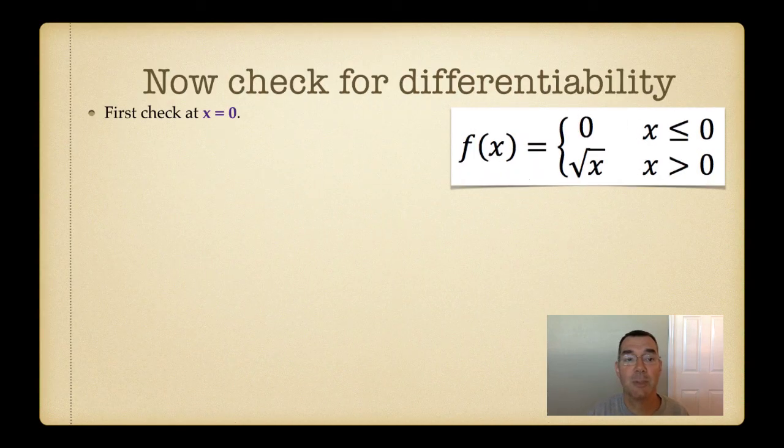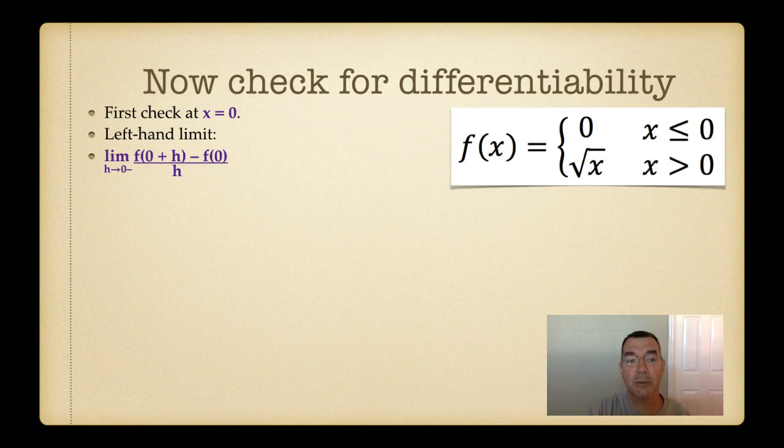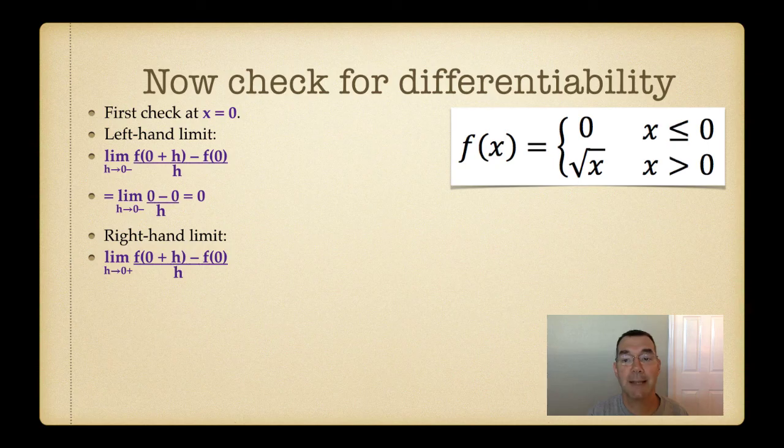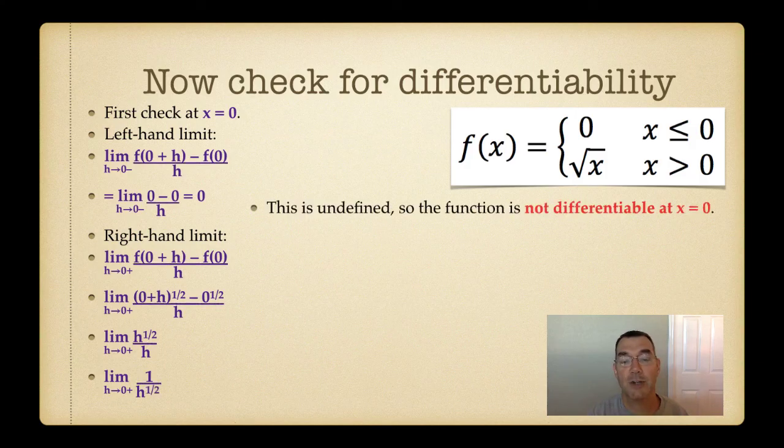Now I need to check for differentiability. First, check at x equals 0. For the left-hand limit, if I plug 0 into that definition of the derivative, I get 0 over h, which is 0. For the right-hand limit, I'm looking at the second piece, the root x. So what I get is 0 plus h to the 1/2 minus 0 to the 1/2, which gives me h to the 1/2 over h, which is 1 over h to the 1/2. That is undefined when I try to plug in h. So this function is not differentiable at x equals 0.